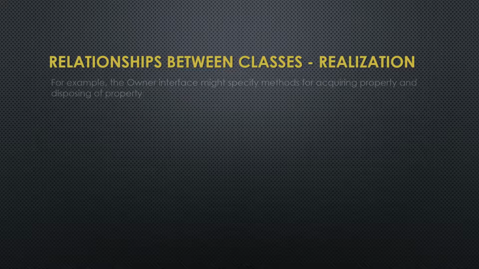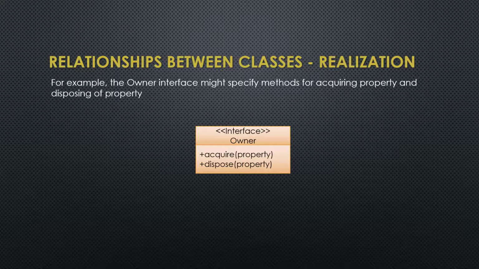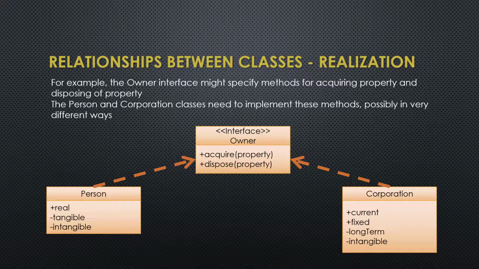Realization. For example, the owner interface might specify methods for acquiring property and disposing of property. The person and corporation classes need to implement these methods, possibly in very different ways.